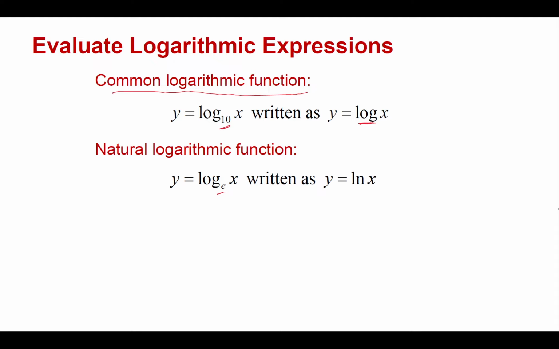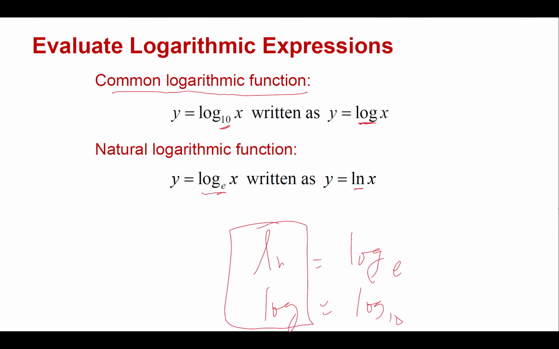So base 10 is silent here, and there is another base e, which is an irrational number. Log base e is also a very popular log function. Instead of saying log base e, we just write ln, which stands for natural logarithmic function. Whenever you see ln, think about log base e, and whenever you see log, think about log base 10. These two notations are quite popular, and on your scientific calculator or most calculators, you will be able to find them on the keypad.